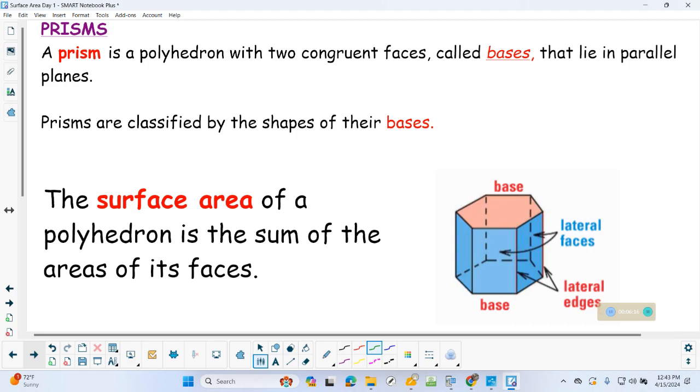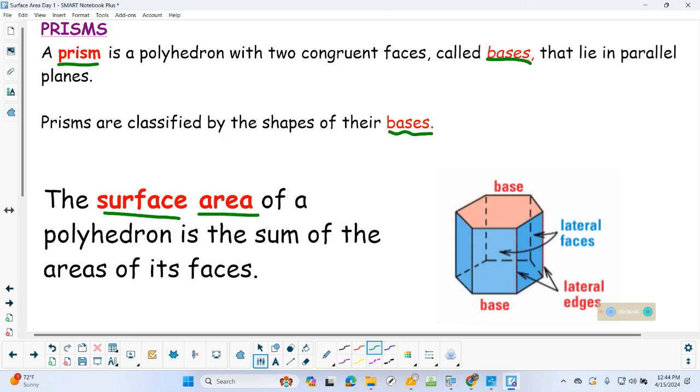So flip the page. Obviously, what's in red, you're filling in. Let's talk prism. So we saw pictures of prism on the previous page. Polyhedron with 2 congruent faces called the bases that lie in parallel planes. And remember, they're classified by the shape of their base. So just be aware of that. We just did that. Now we're going to calculate the surface area. It's the sum of all the areas of its faces.